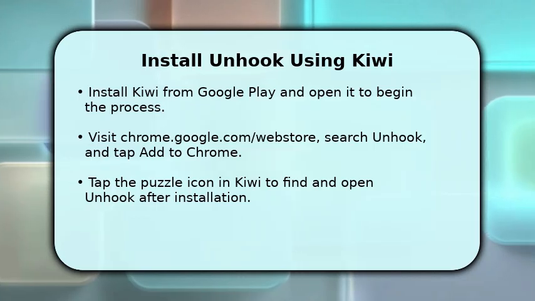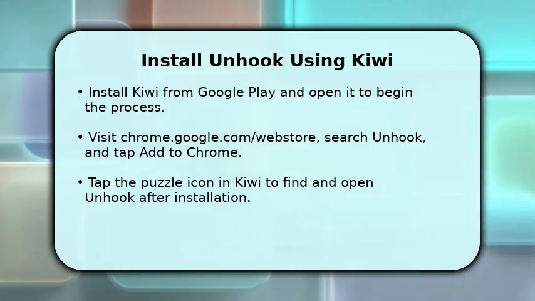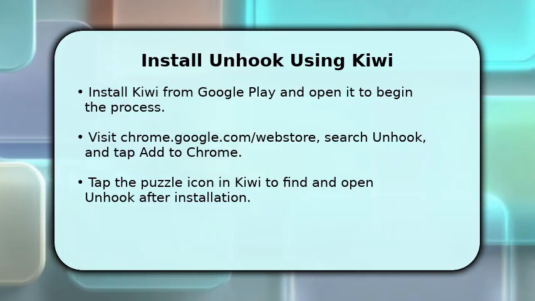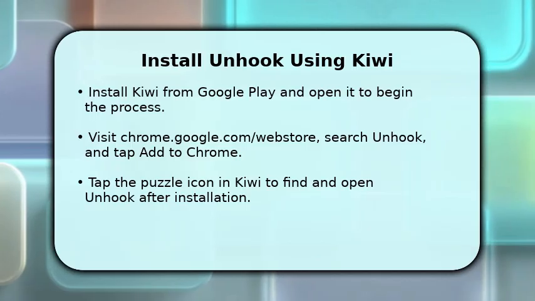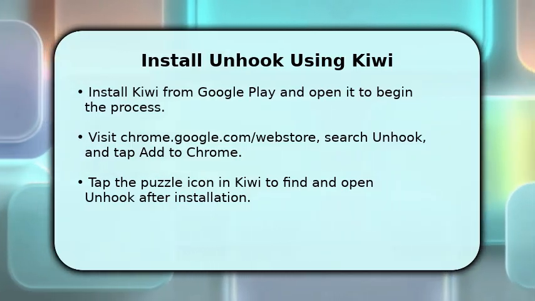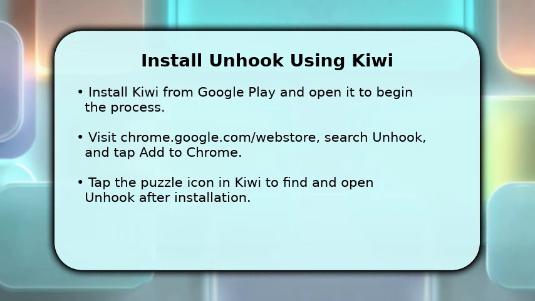Tap Add to Chrome and confirm the extension installation prompt when it appears. After installation, tap the 3 vertical dots and then Extensions to view installed extensions. Use the puzzle icon in the address bar to find and open Unhook for configuration.